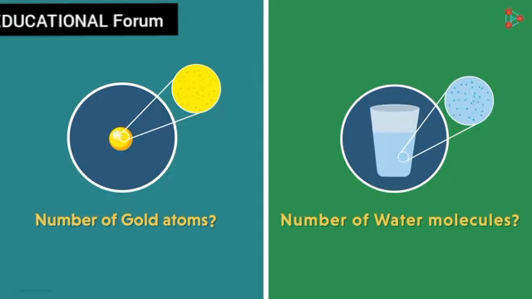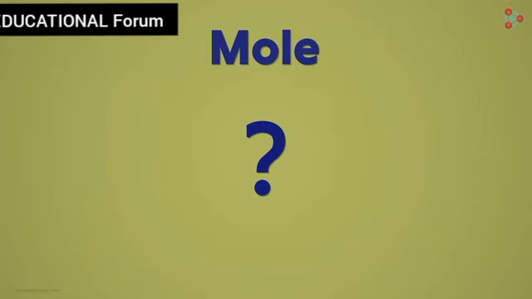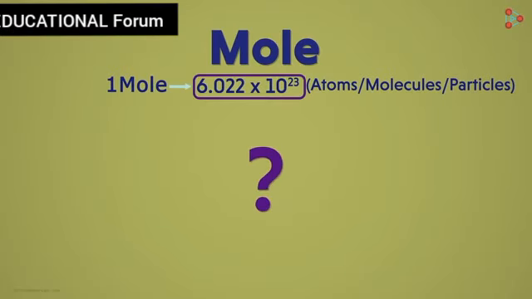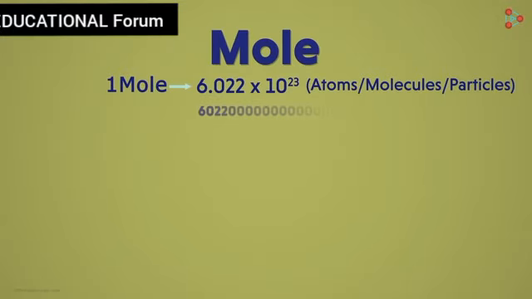But astonishingly, chemistry has an answer to this as well. That brings us to the concept of mole. What does it mean? It's very easy. 1 mole of anything has 6.022 times 10 raised to 23 atoms or molecules or particles present inside it. Isn't this number huge? If I have to write down the zeros, this is how big the number will look. 1 mole of anything has these many particles.